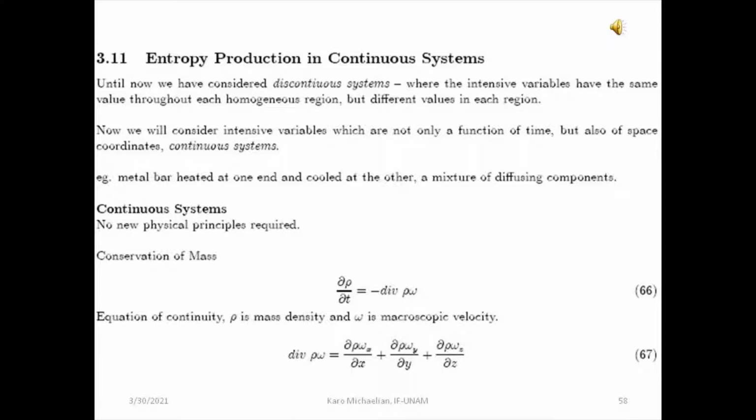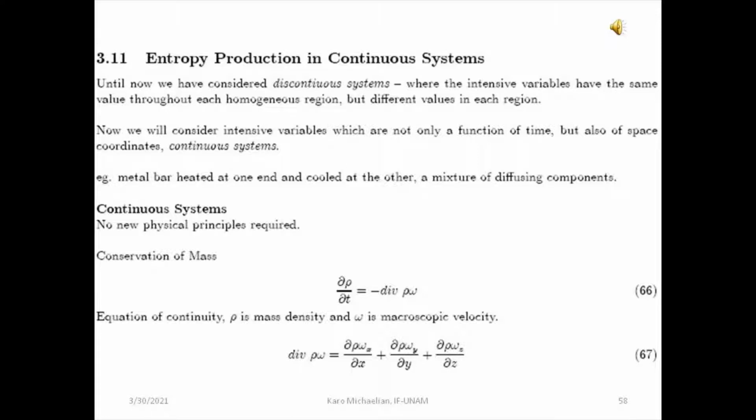To describe these continuous systems, we do not need any new physical principles. We only need the continuity equation, or for example, in the case of matter, the conservation of mass. So this equation 66 is the continuity equation, or the variation of the mass density in time, which is just equal to minus the divergence of the mass density times the velocity of the flow of the matter coming into or out of the system.